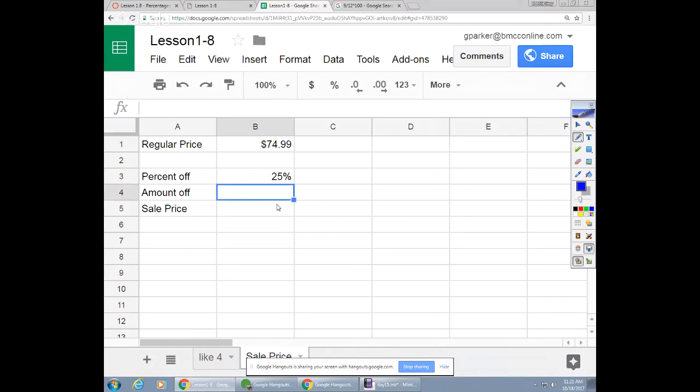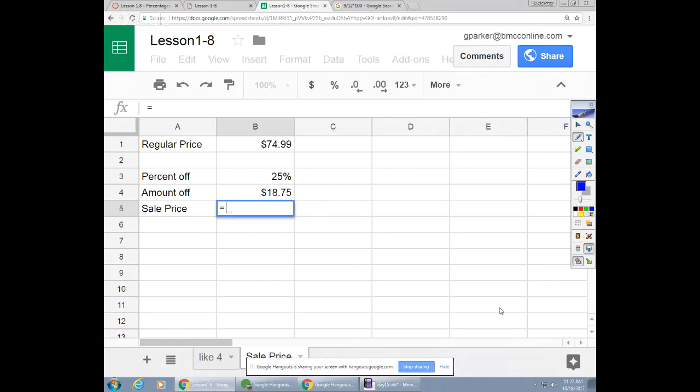To calculate the amount off, I just want to know what is 25% of this number right here? And that's just a straight multiplication problem. So I can just say equals, what is 25% times that amount right there? And the computer's going to tell me it's $18.75.